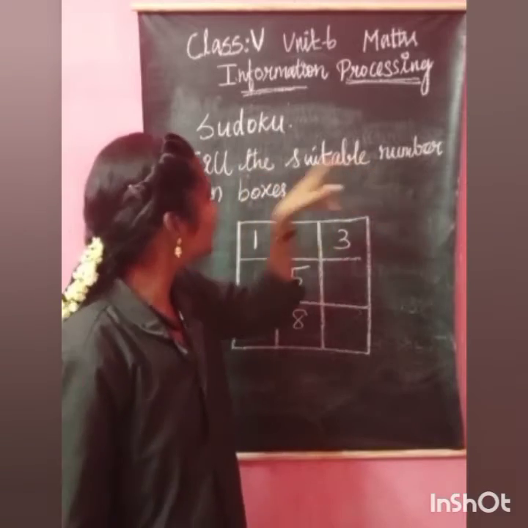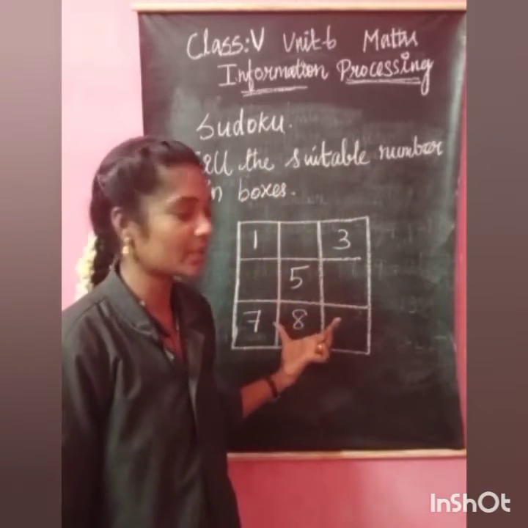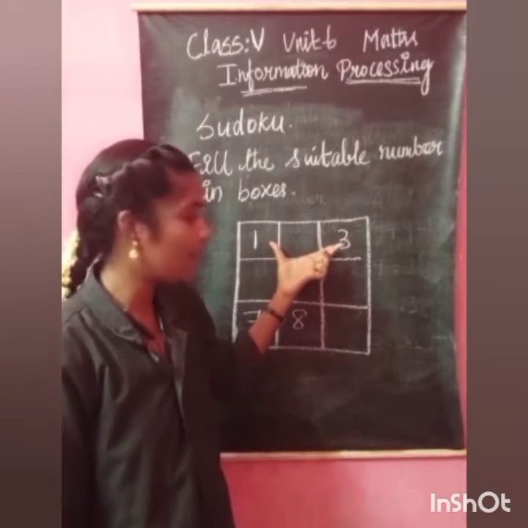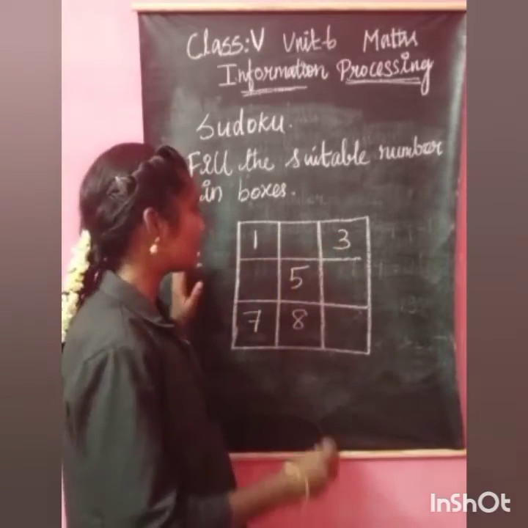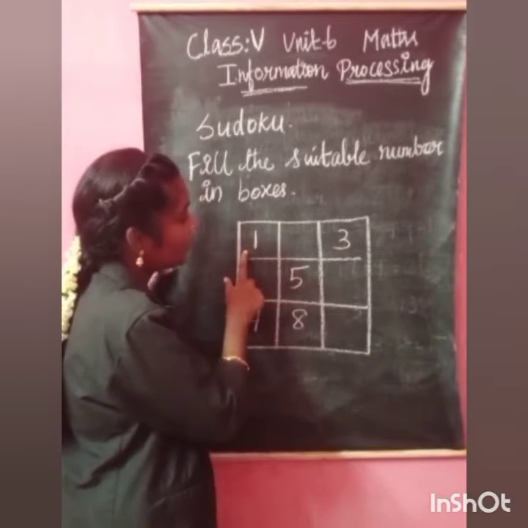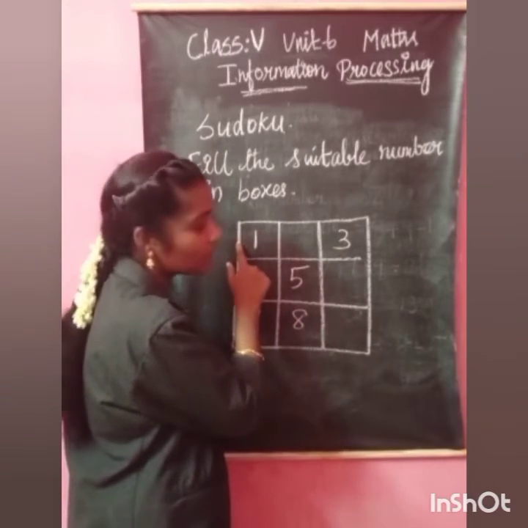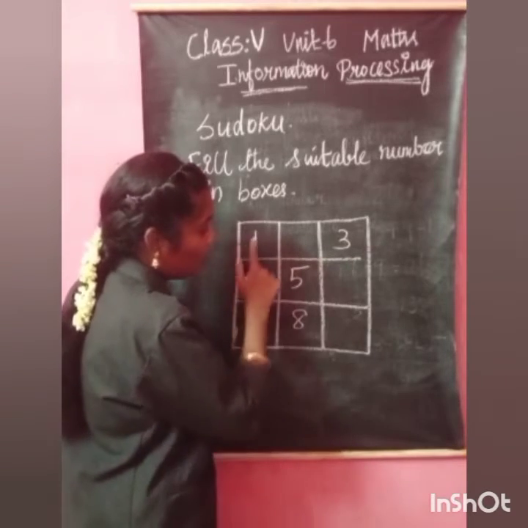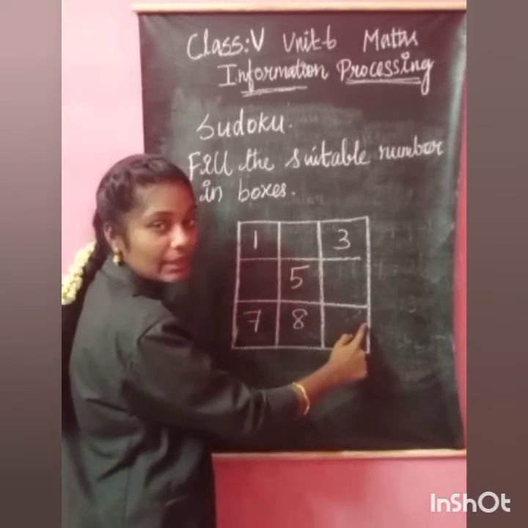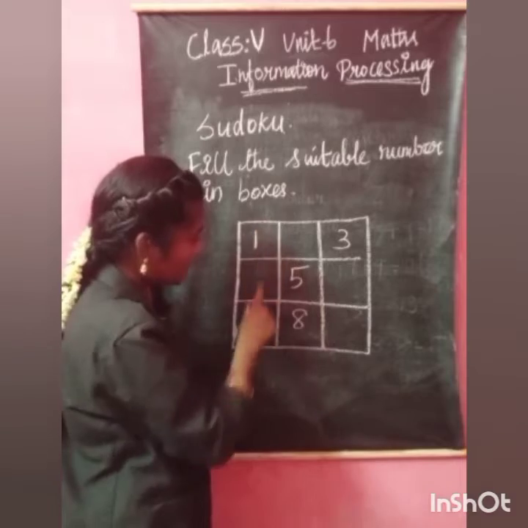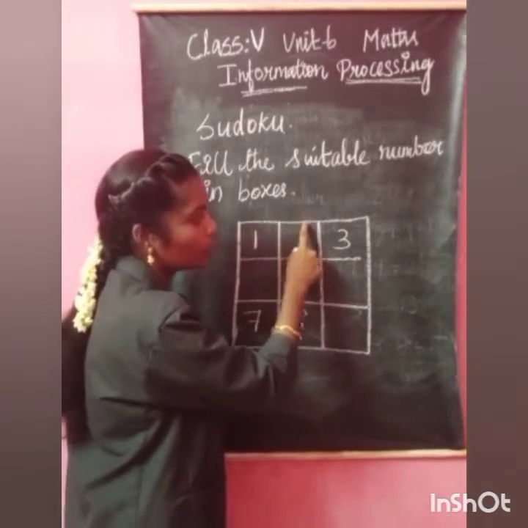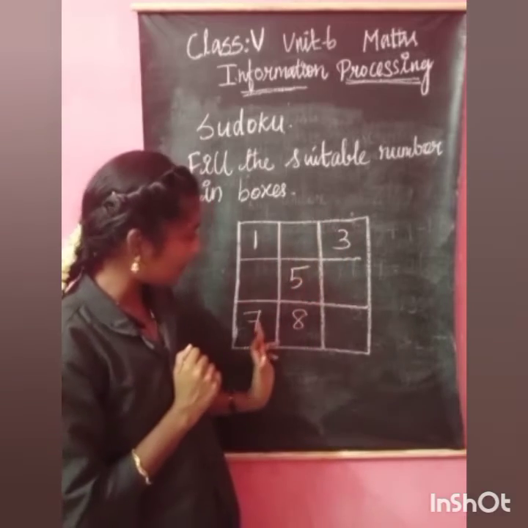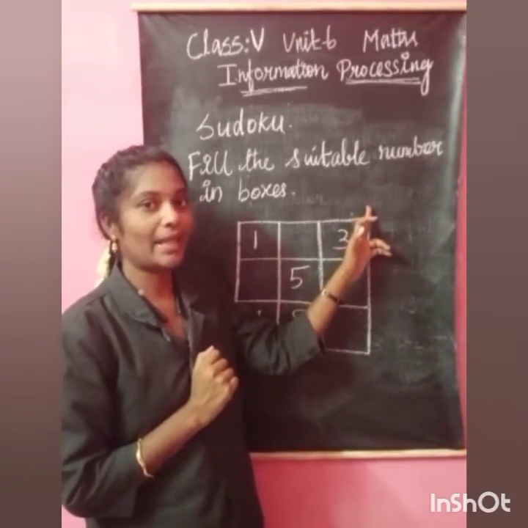Next one, Sudoku. Fill the suitable number in this box. Here 3 by 3 boxes are given. See this, children. Here we are using the numbers 1 to 9. There are 3 rows and 3 columns.